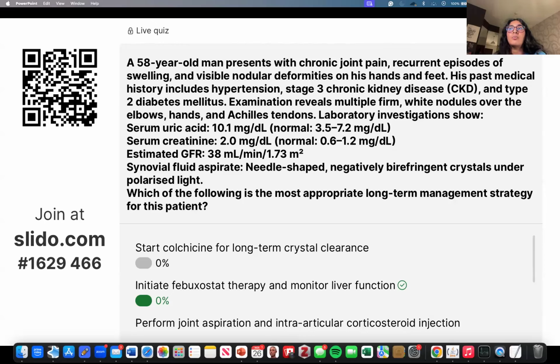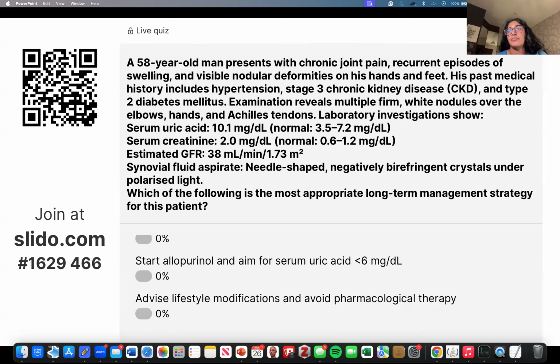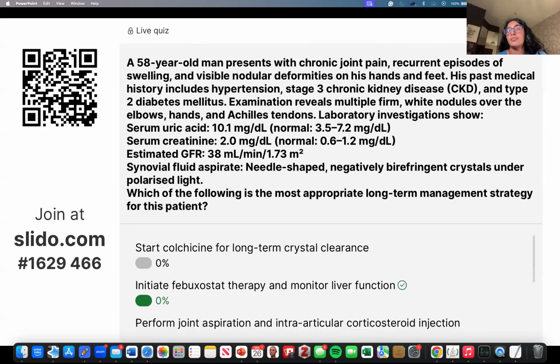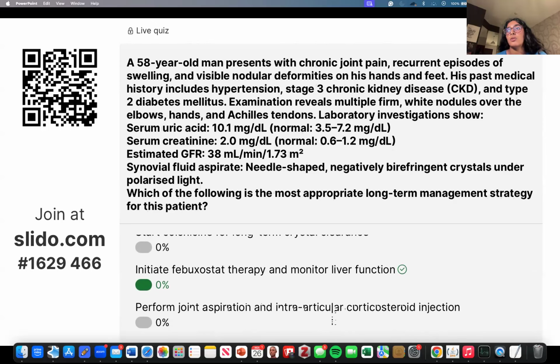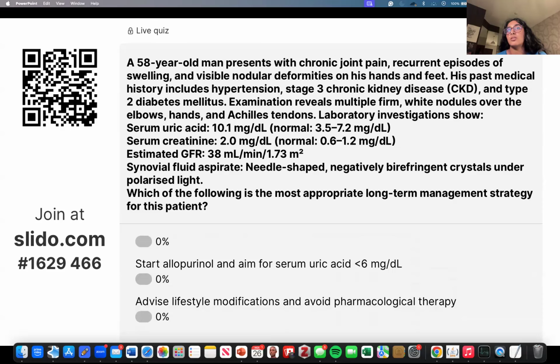Which of these is the most appropriate long-term management? What are we thinking the diagnosis is here? Brilliant, it is gout. So what's important here? This is actually quite a tricky question. Does anyone have any idea why we've started febuxostat? If I show you the rest of these options. Okay, thinking something to do with cardio damage or renal is good thinking.